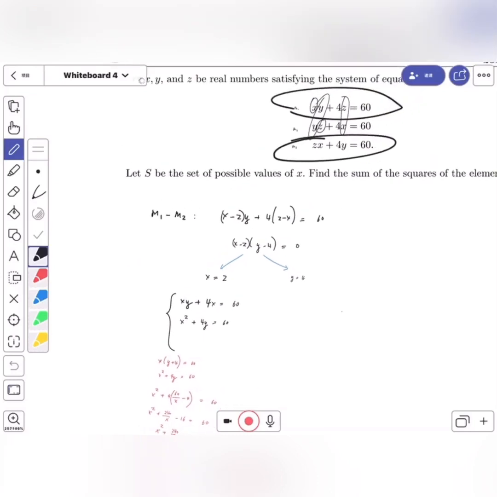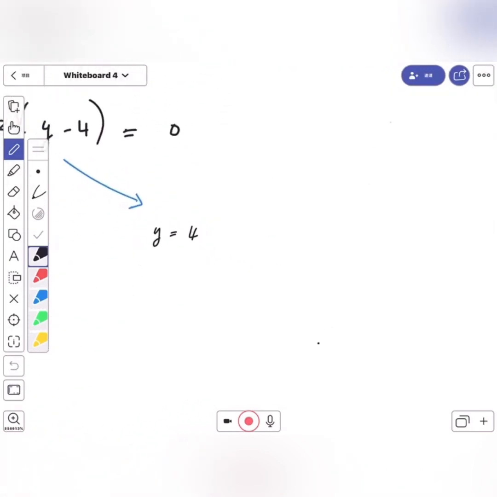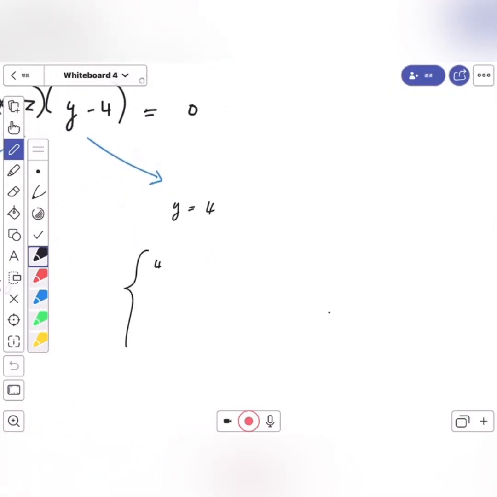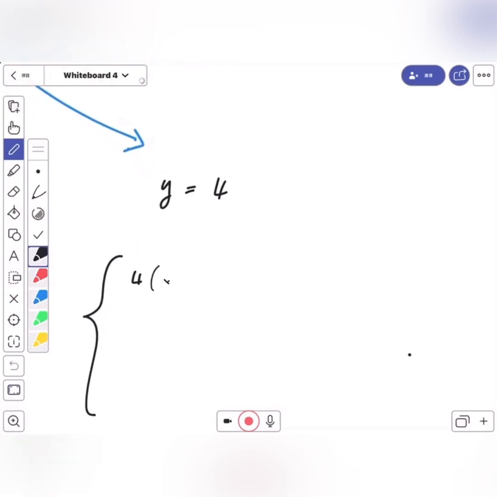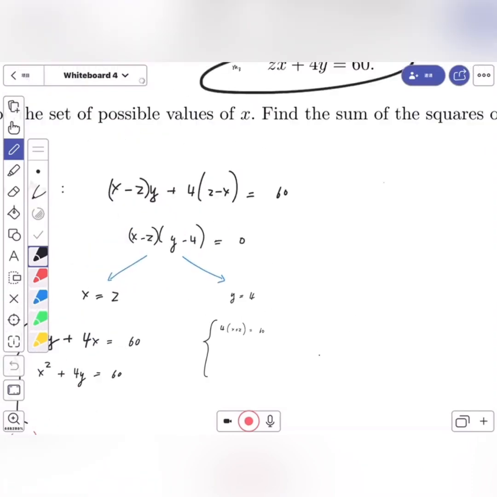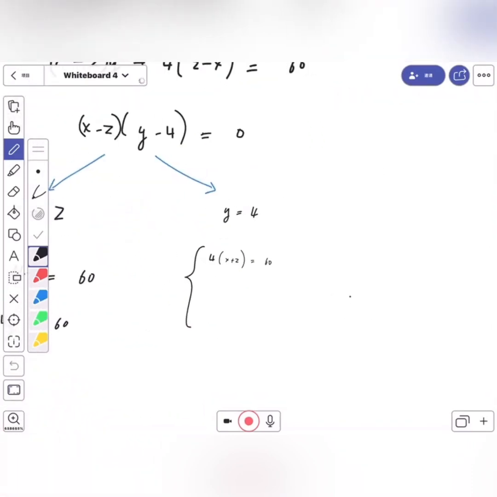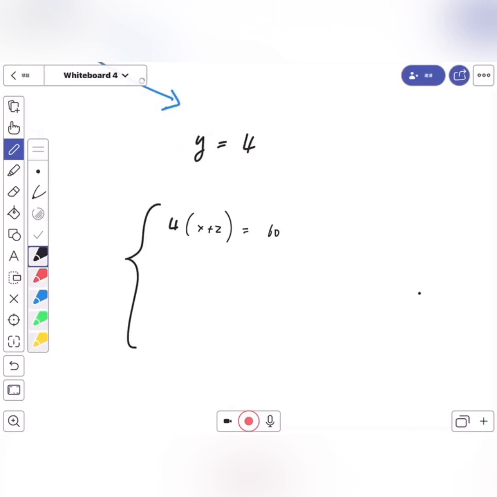So now, when y is equal to 4, we can still use m1 and m3. So m1 will just be 4 times x plus z is equal to 60. And also we have zx plus 4y is equal to 60, but y is equal to 4. So zx plus 4 squared is equal to 60. So this gives xz is equal to 44.